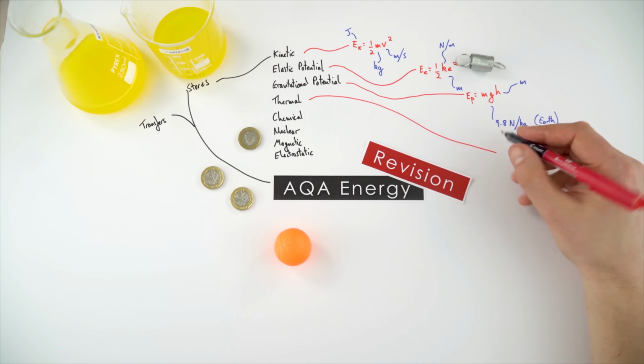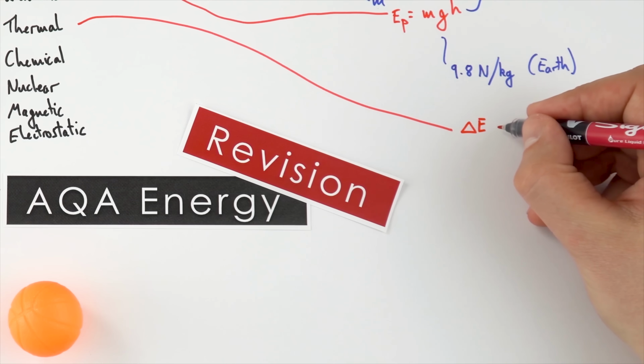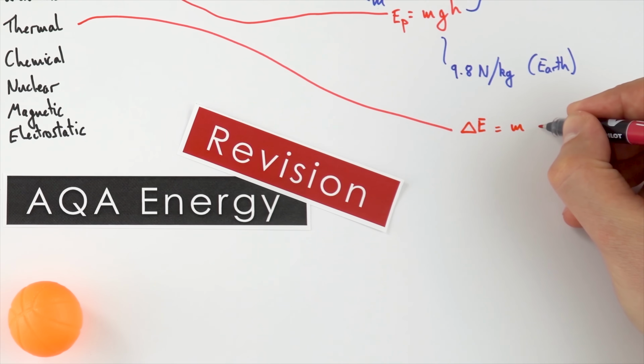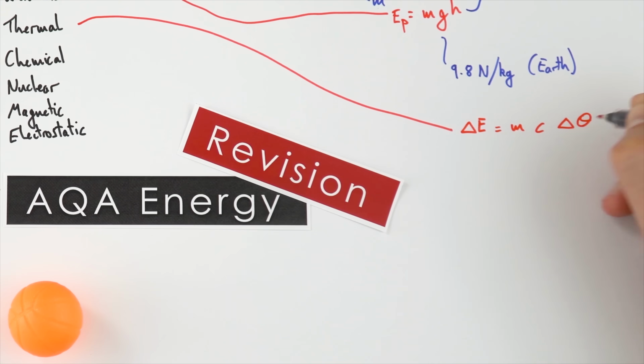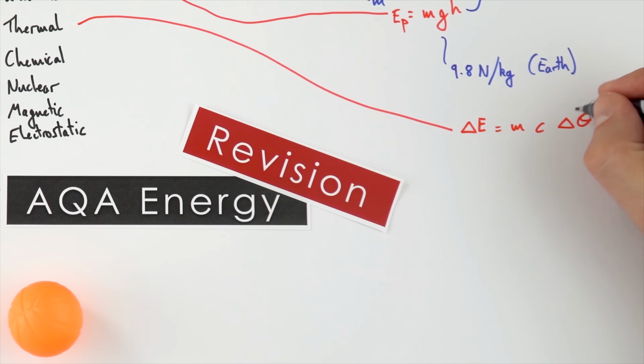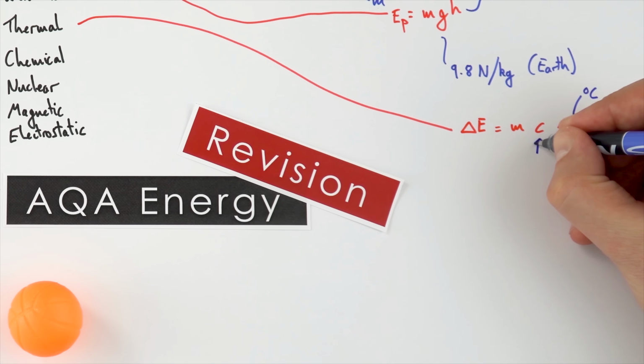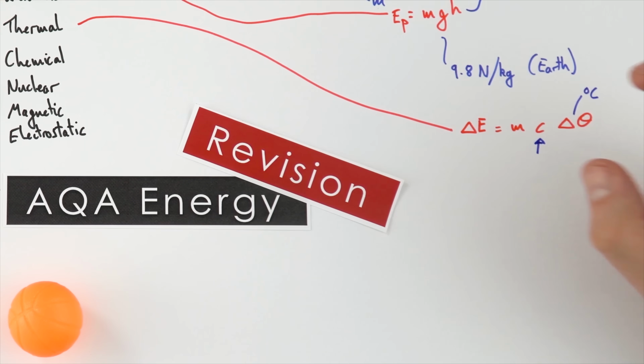When it comes to looking at thermal energy, what we can do is change the thermal energy of something by looking at mcΔθ. So here what we have is our θ, that's our temperature, and that's measured in degrees Celsius. We measure our mass in kilograms, and this thing down here, little c, is our specific heat capacity.